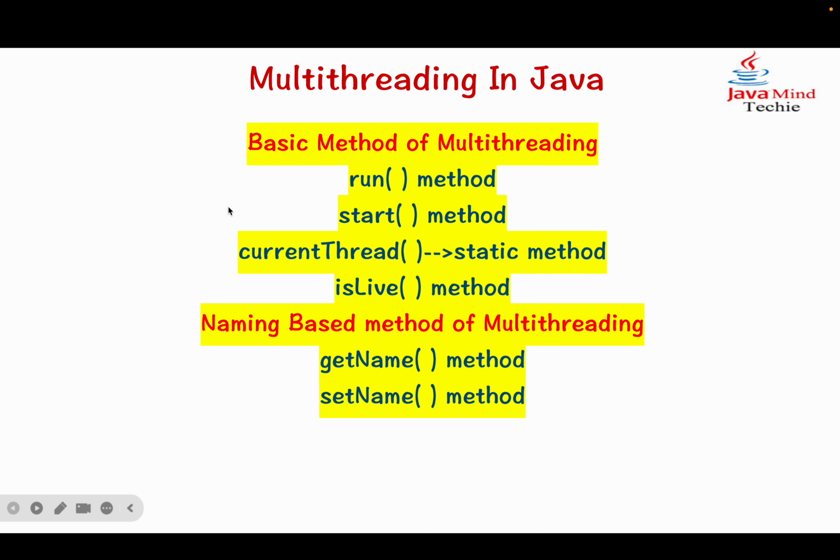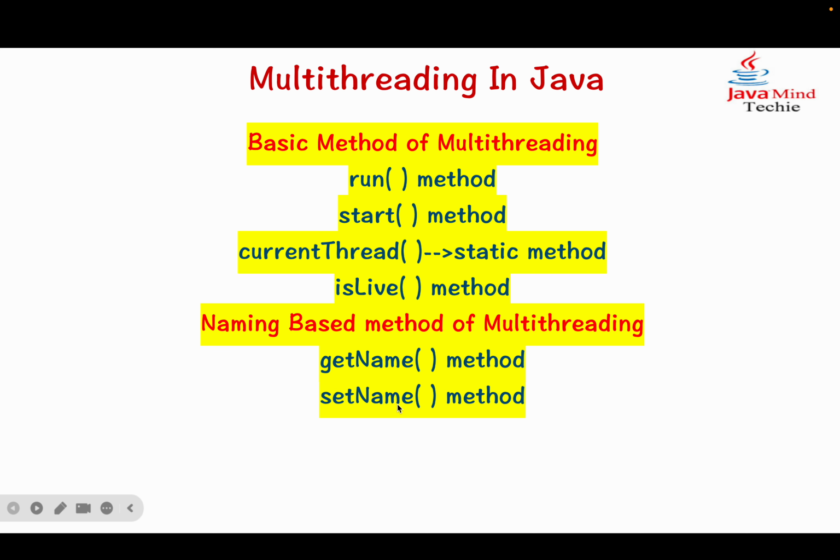Guys, you can see this is our complete agenda of today's discussion. So the basic methods of multi-threading, that is the run method and the start method, I've already explained. One more time I will explain, don't worry. So this will be a revision for you. Then guys, the current thread method, which is a static method in our thread class. Then guys, isAlive, the fourth method that comes under our basic methods of multi-threading. Then guys, these two methods are also important, that is the naming based methods of multi-threading.